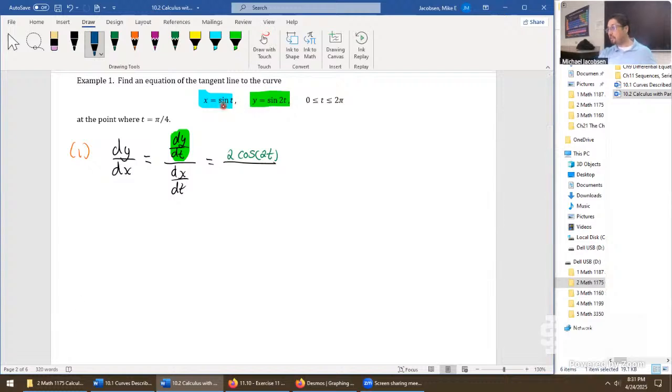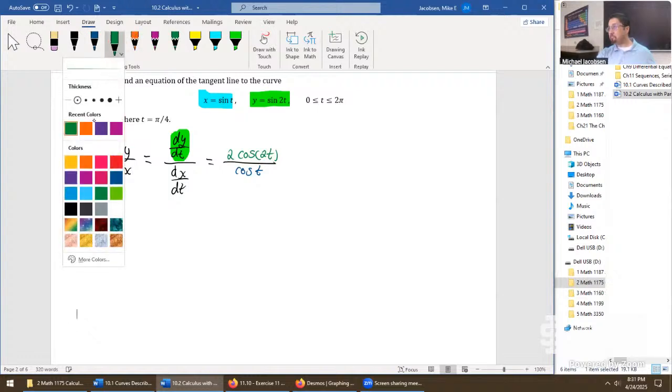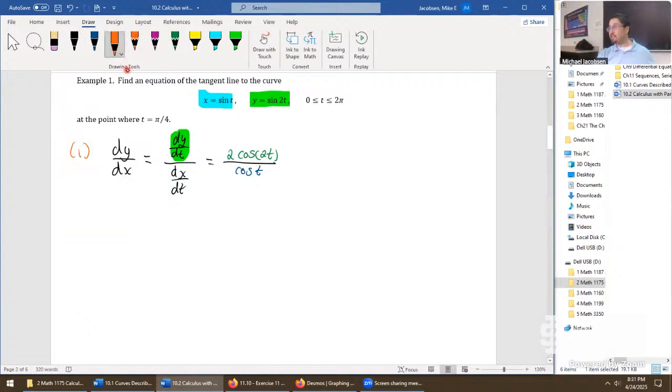Derivative of this one is just going to be a cosine t. And so that fully solves our step one. We have the derivative for this curve at any value of the parameter t. But we're interested in pi over 4. So step 2 is telling us the slope m that we're going to use is dy dx, evaluated when the parameter t takes on the value pi over 4.